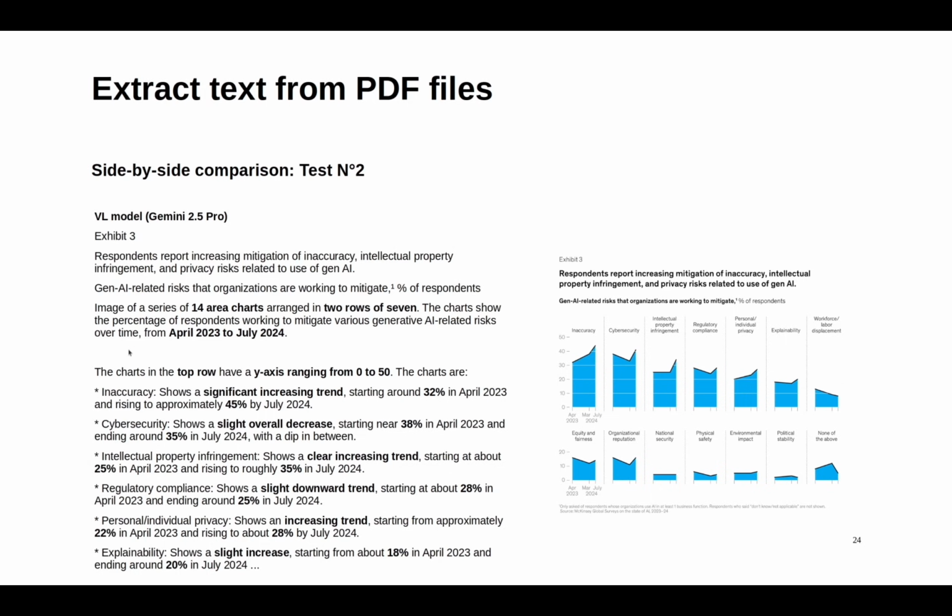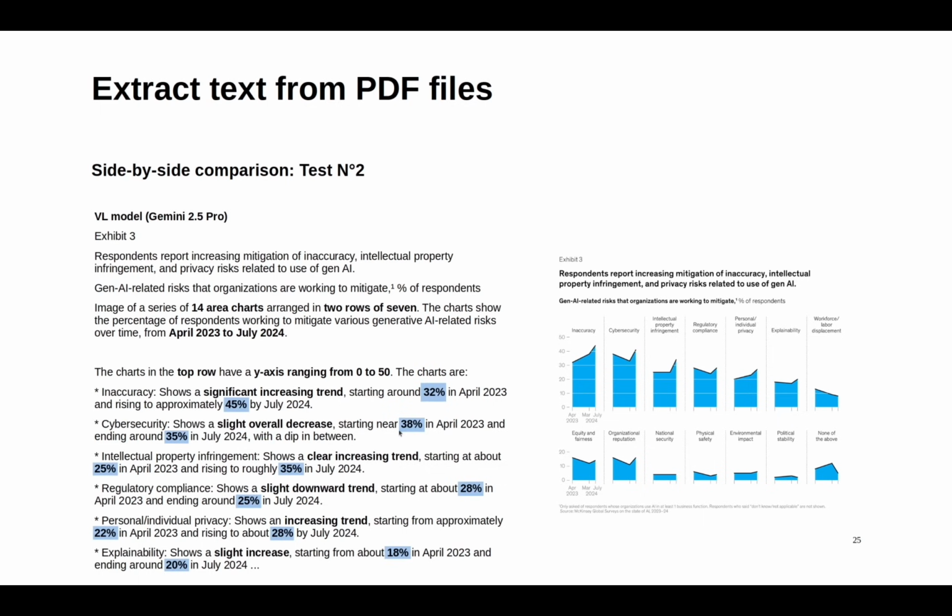Here is the description of the image that Gemini 2.5 Pro gave us. It says that the image is composed of a series of 14 area charts, and it knows that we have 2 rows and 7 columns. This is why I told you in the beginning that these models can see and read and understand text, which is really awesome. It also was able to read the values in the x-axis and in the y-axis. So here it says between 0 and 50.